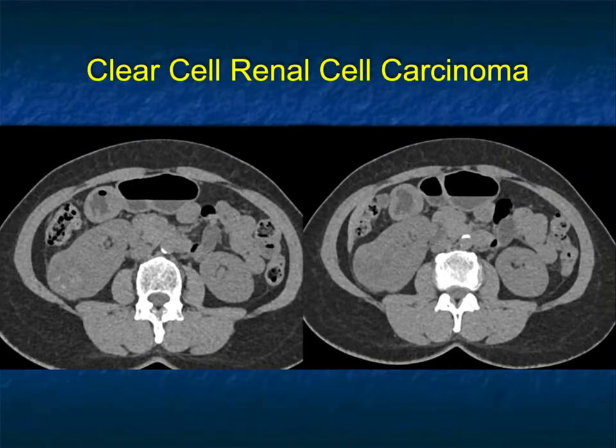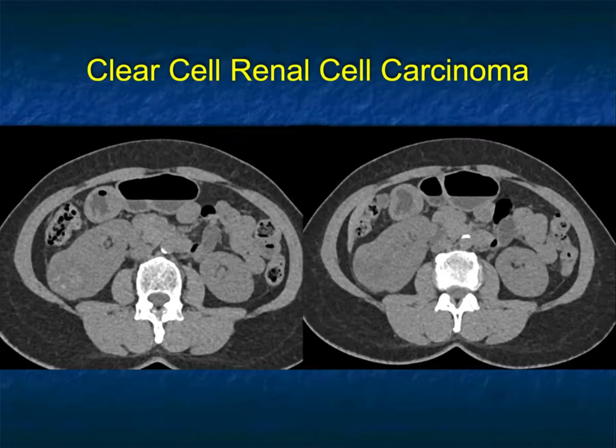Now, particularly with small tumors in older patients, there's a lot of work being done on simply following these patients rather than operating. If you're going to operate, you're more likely to operate on a clear cell. A papillary is less likely to grow and less likely to metastasize.